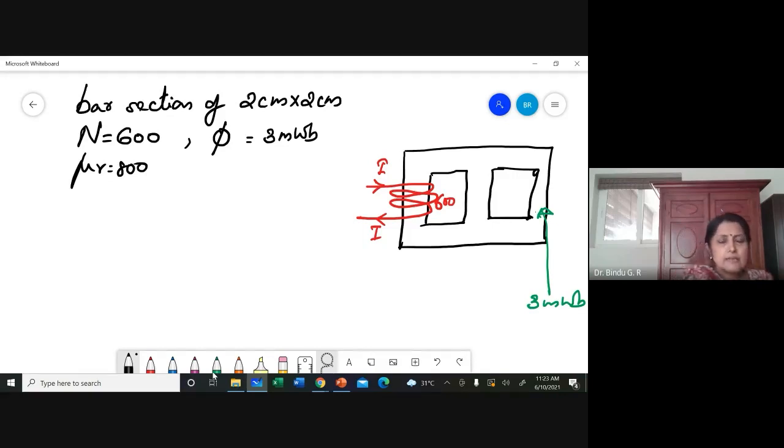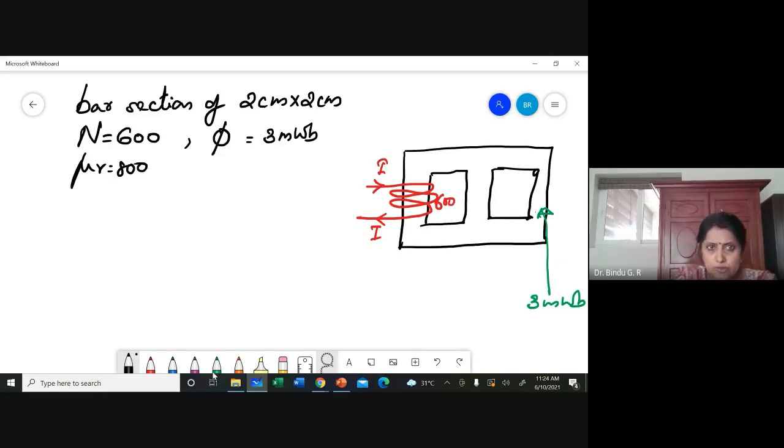Now I'll read the question once again. Check whether you have written it correctly. A steel magnetic structure made of a bar section, 2 centimeters into 2 centimeters is shown. Determine the current that the 600 turns magnetizing coil in the left limb should carry, so that a flux of 3 milliweber is produced in the right limb. Mu r is 800. Neglect leakage.